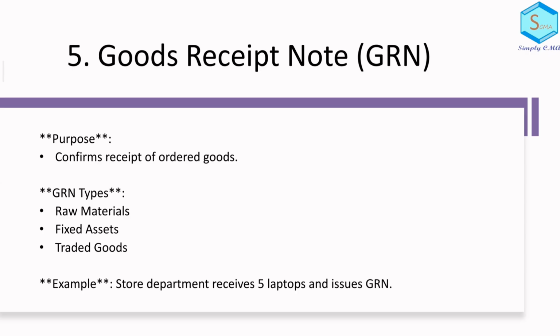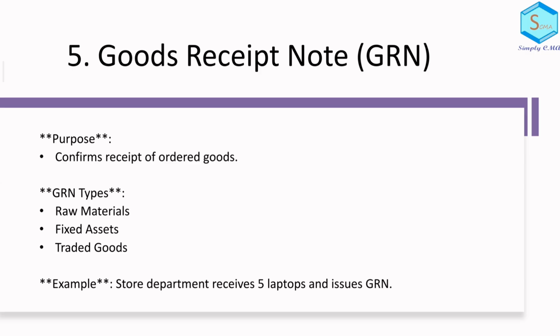So they will receive the goods, prepare the goods received note, and match the goods received note with the PO, whether it is matching or not. It updates the inventory and ensures quality. The quality department has to check the quality and the performance of the material.